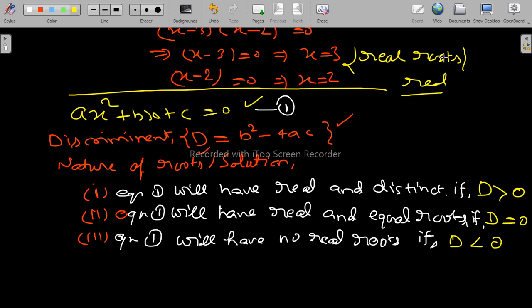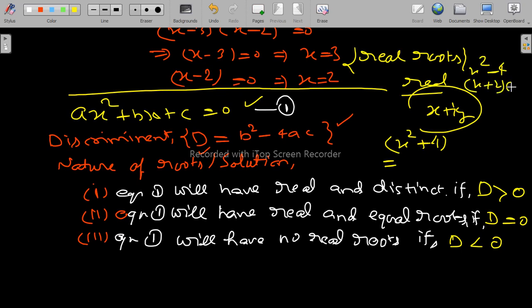If we consider complex roots also, like x plus iy, then that would be possible. For example, if I write x square plus 4, we cannot express this quadratic equation as a product of real linear factors. If it were x square minus 4, we could express it as x plus 2 and x minus 2, but it is plus 4. So if we factorize into complex roots, we can write x plus 2i and x minus 2i. But in the case of no real roots, the discriminant is less than 0.